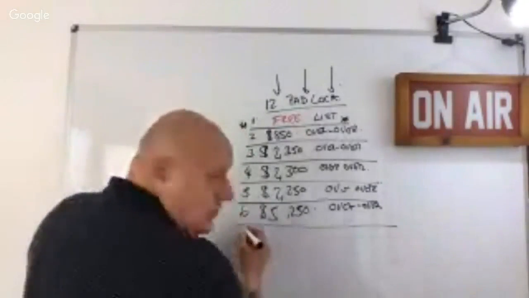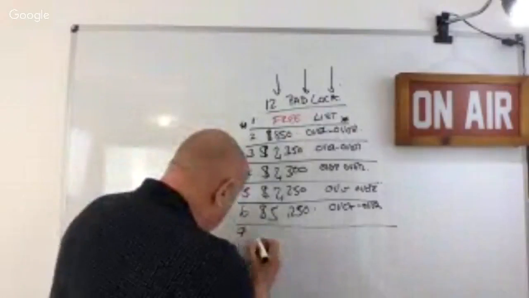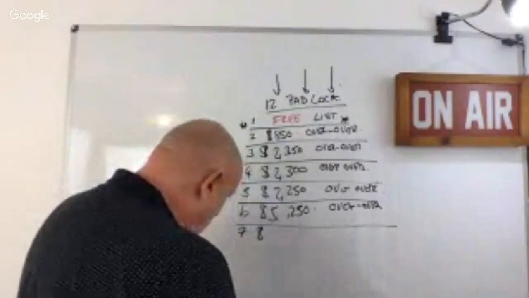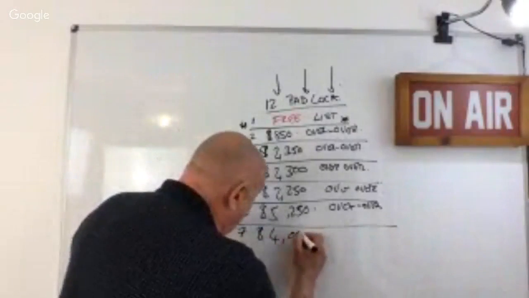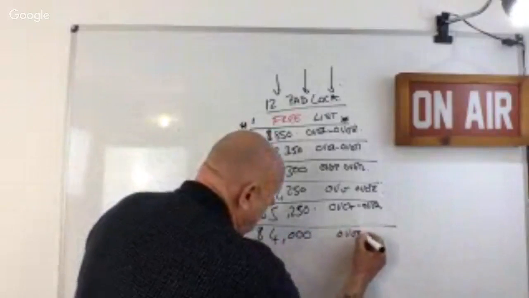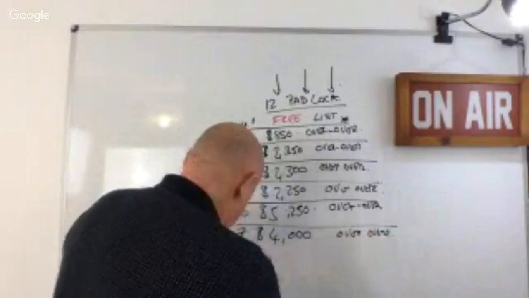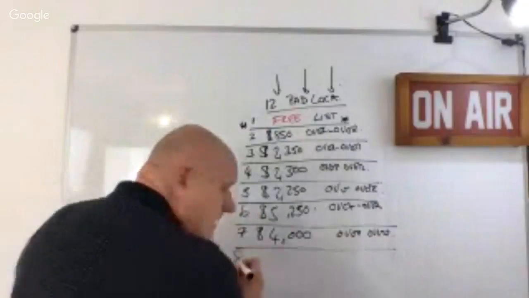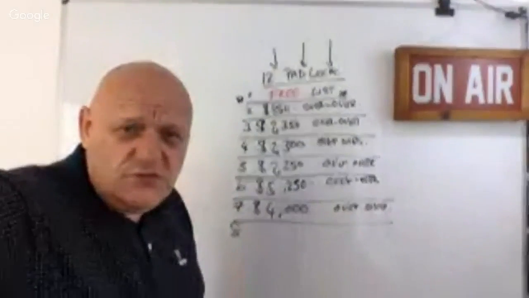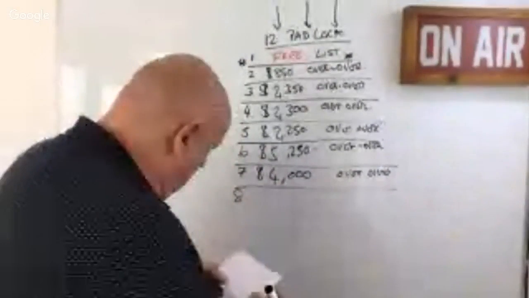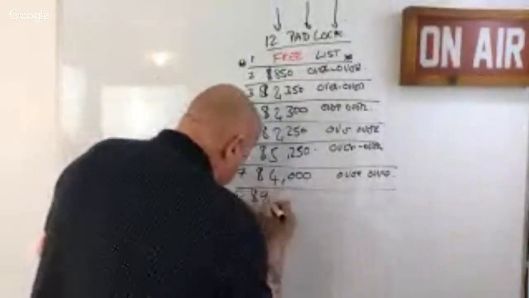Moving on to Padlock 7. I hope I don't run out of board here. Padlock 7. This is designed to get you sales of $4,000 over and over. Okay. Padlock 8. I'm just going to move that down. Okay. Padlock 8. $9,000.